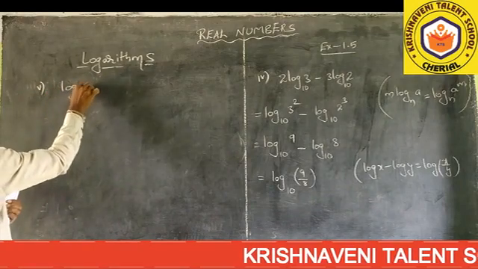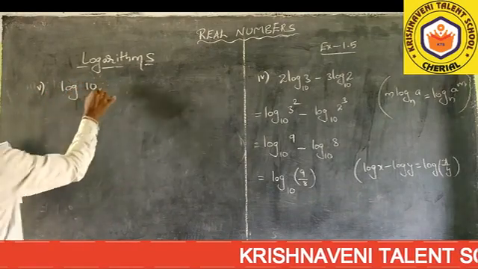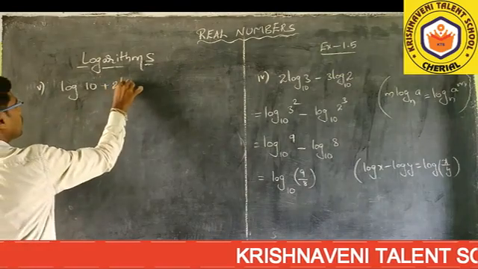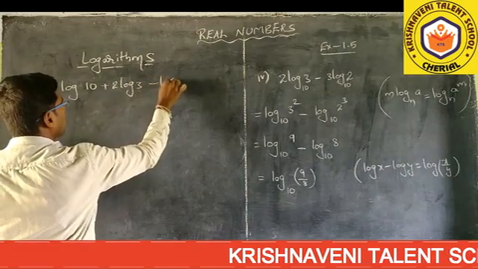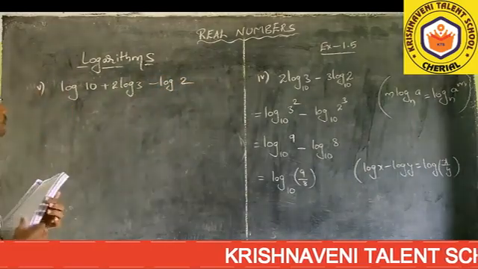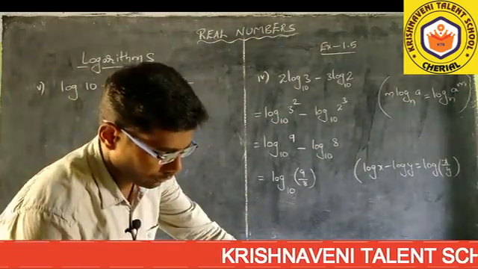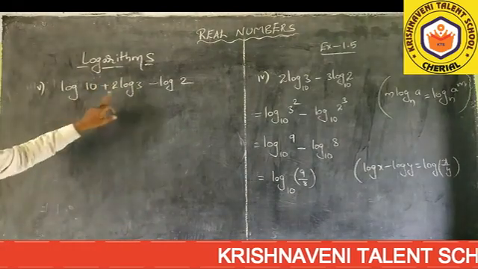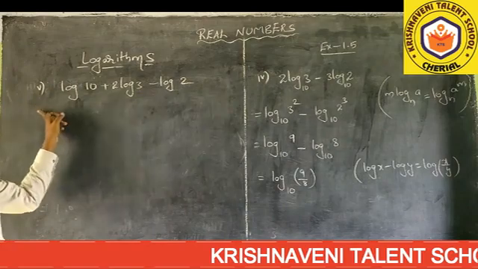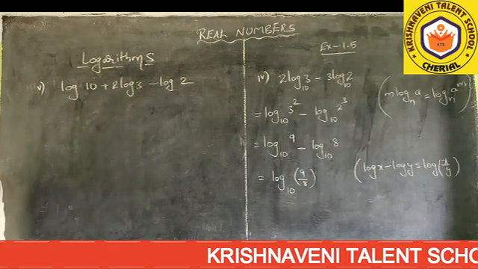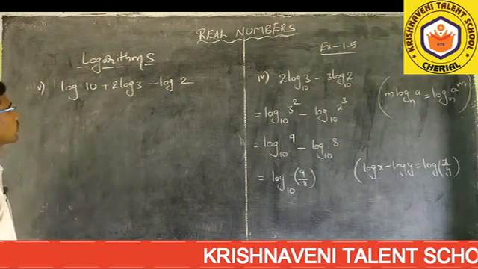Log 10 plus 2 log 3 minus log 2. In this given problem, how many logarithms are there in total? Total 3 logs. It means first of all you have to make it a single logarithm, and afterwards you have to find its value.